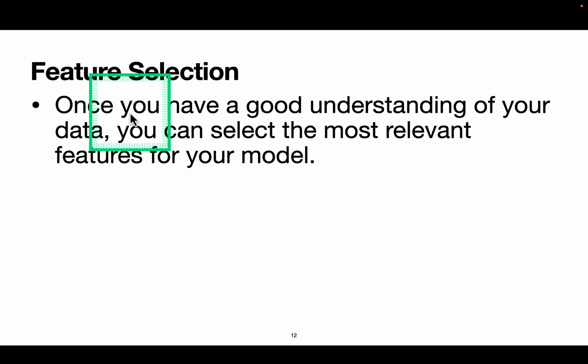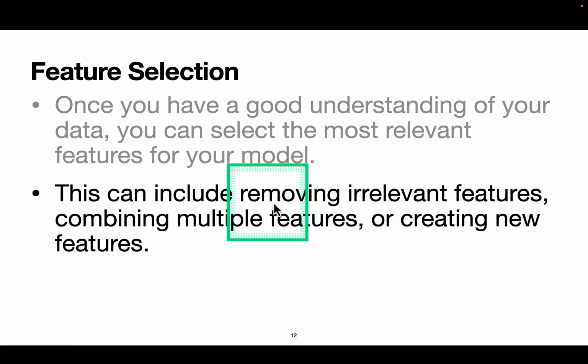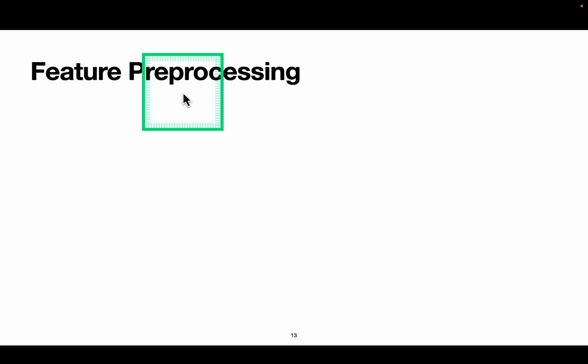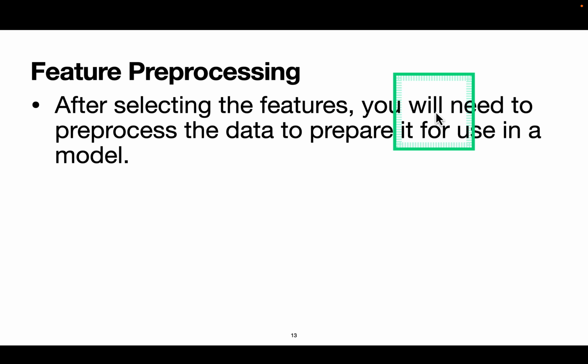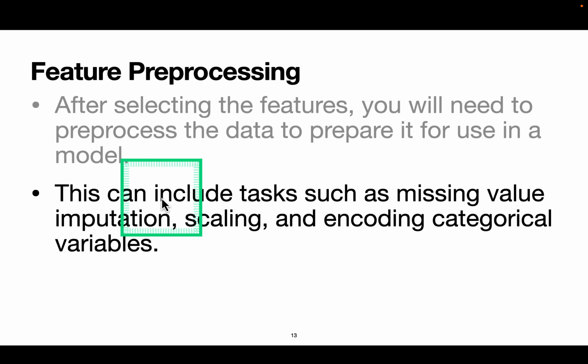Next, feature selection. Once you have a good understanding of your data, you can select the most relevant features for your model. This can include removing irrelevant features, combining multiple features, or creating new features. Feature pre-processing. After selecting the features, you will need to pre-process the data to prepare it for use in a model. This can include tasks such as missing value imputation, scaling, and encoding categorical variables.